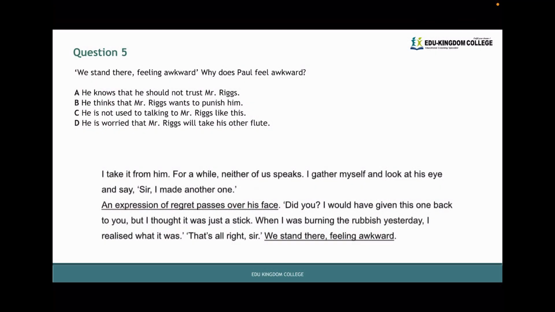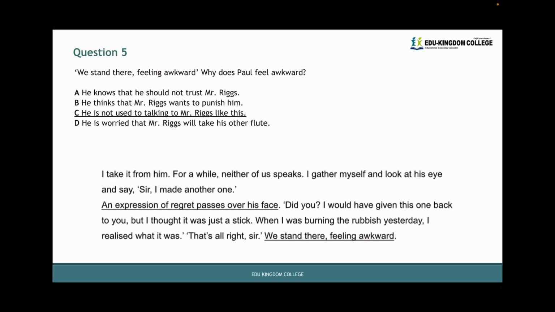For question 5, we stand there feeling awkward. Why does Paul feel awkward? Right, so I've put the extract where it says we stand there feeling awkward, and this flows really well with question 4 again. The fact that these two characters don't really know each other, they're not used to each other, they don't have any knowledge of one another. So that best suits option C. He's not used to talking to Mr. Riggs like this. So they're not used to talking to each other in, let's say, a casual manner or in a way where Paul feels appreciated via Mr. Riggs' praise.